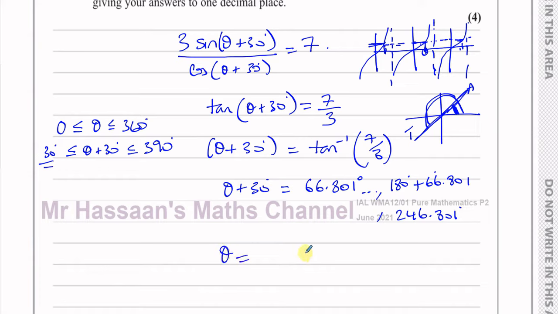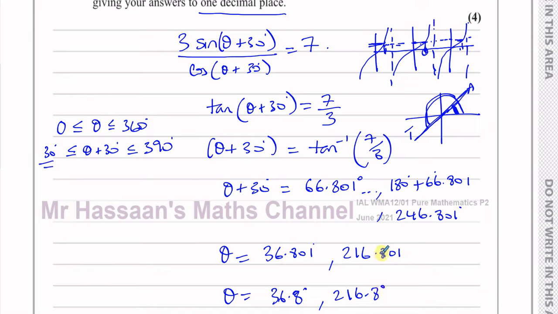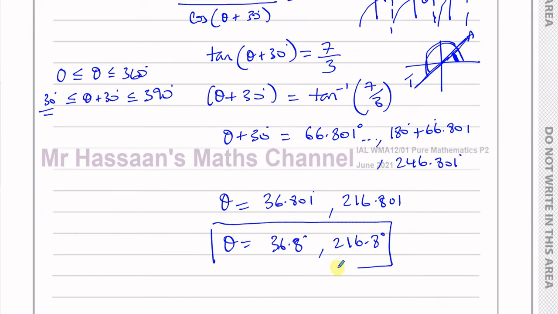So we can say theta is equal to, now we have to subtract 30 from both of these angles. So 66.801 minus 30 is 36.801. And if I take away 30 from 246.801, that's 216.801. Then expressing our answer to one decimal place as asked, you have 36.8 degrees and 216.8 degrees. So those are the two solutions to this question. And there we have answered part 1 of question number 8.